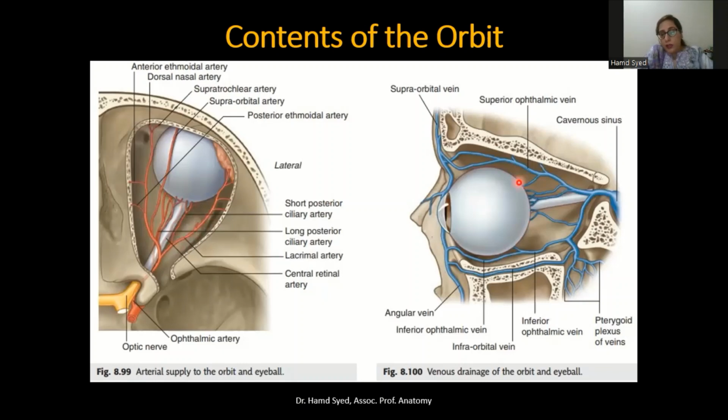The veins which are present within the orbital cavity are mainly the superior ophthalmic vein, which is present in the upper part of the orbital cavity. It is formed by the union anteriorly of the angular and supraorbital veins, and it drains into the upper part of the cavernous sinus. In the lower part of the orbital cavity is the smaller inferior ophthalmic vein, which also drains into the cavernous sinus either directly or indirectly through the superior ophthalmic vein, and it also has communications with the pterygoid venous plexus in the infratemporal fossa.